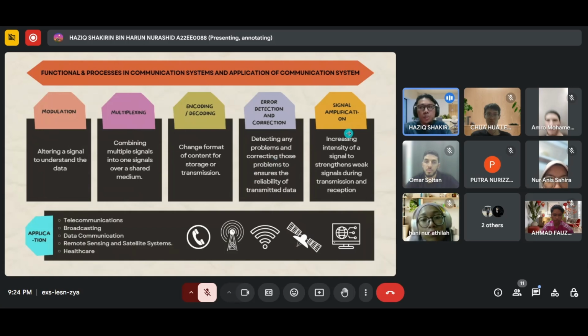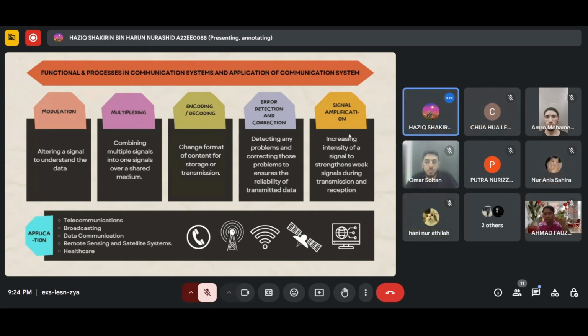And last, for the overview of the communication system, we have 5 functional processes, the first of which is modulation. Modulation, I already told you before, is the process of altering a signal to carry the data better. Basically, we have 3 types of modulation in a communication system: amplitude modulation, AM, frequency modulation, FM, and also phase modulation, which is called PM.